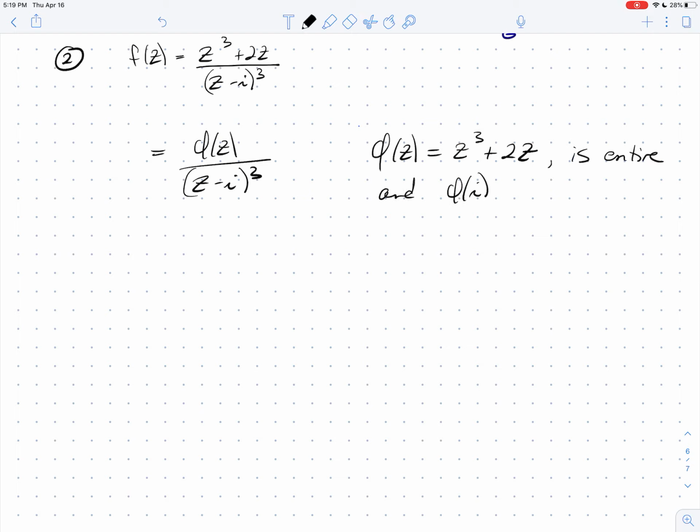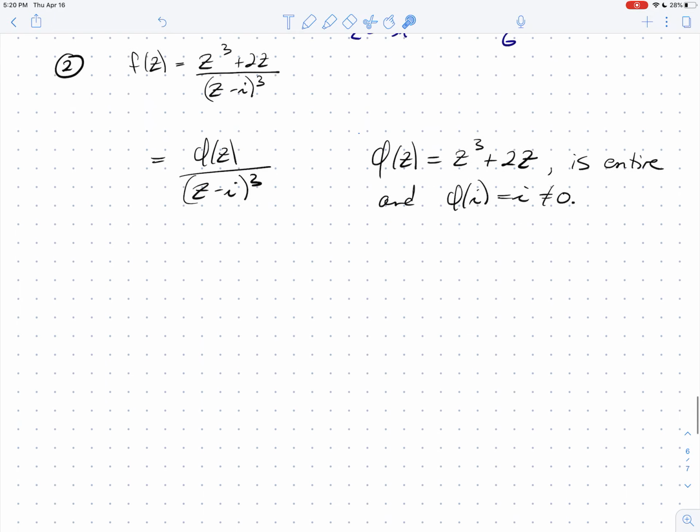Furthermore, let's check: when you plug in i, phi of i is i, which is not 0. That's critical. You have to be analytic at the problem point, at the singularity at i, and you can't be 0 there. So we're good to go. Here's a problem where it is what it looks like. This looks like a pole of order 3, and in this case it is. We've seen other problems where it looks like a pole of order 2 or whatever, and in fact it isn't. So be careful. But in this case, because the numerator is entire and it's non-zero at i, we're good to go.